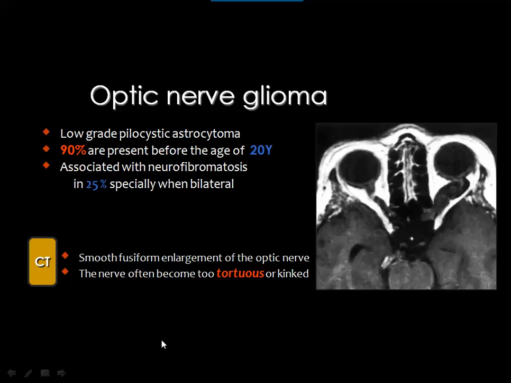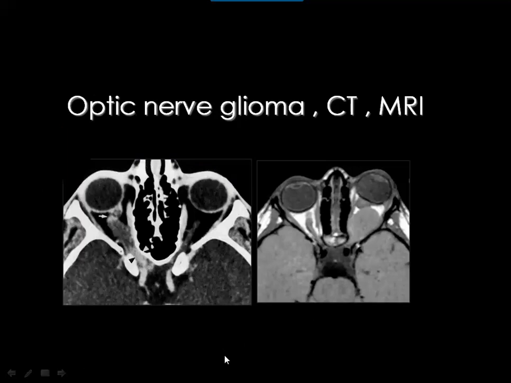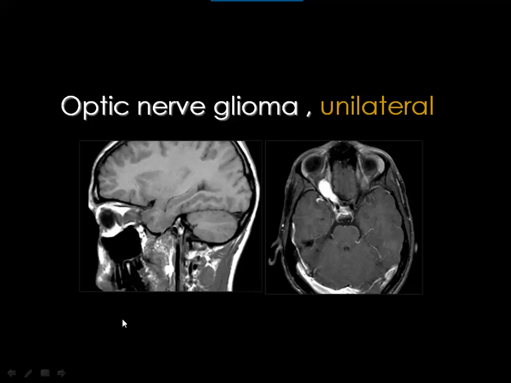One of the most important signs is that you cannot identify the fibers of the optic nerve within the tumor mass. And the second one is the tortuosity or kinking appearance of the optic nerve. And this is a CT of right-sided optic nerve glioma, and this is an MRI of left-sided optic nerve glioma. You cannot identify the fibers of the optic nerve within the tumor mass, and also you see the evident tortuosity of the nerve. The tortuosity of the nerve is also appreciated in this sagittal image.